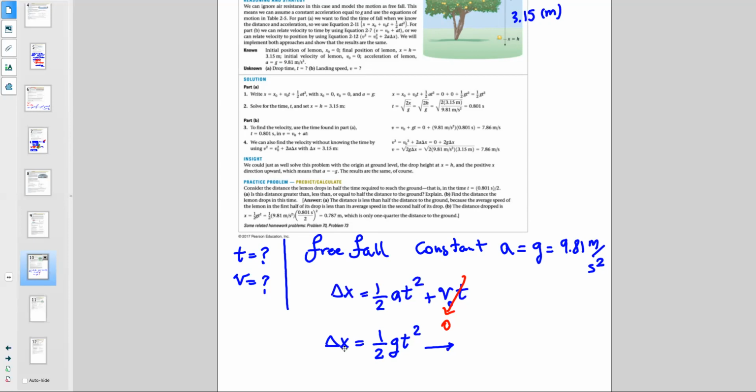What is delta x? The distance, the displacement. In this case it is towards the y direction, but we can still show it as delta x, because it is up to us to choose the coordinate system. So I can choose x being along the vertical direction. So delta x is 3.15, the displacement. Half is half. G is 9.81, right? And t squared is just t squared.